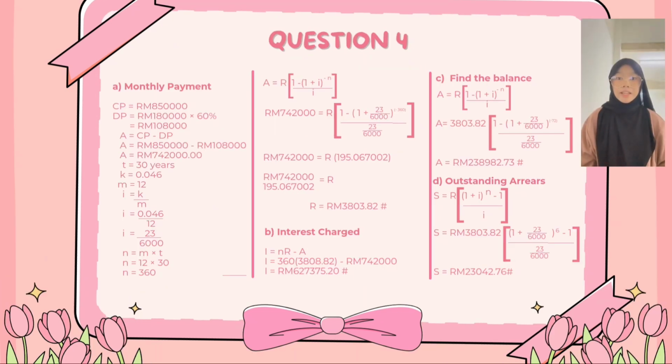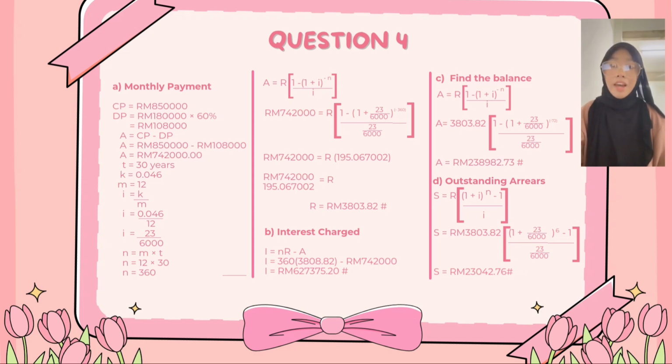Today I'm going to explain question 4. So the information given was, for the cash price, it equals to 850,000. For the down payment, we have 180,000 times 60% equals to 108,000 ringgit. For A, we have to minus CP with DP, so 850,000 minus 108,000 equals to 742,000 ringgit. For the time, we have 30 years. For the K, they gave us 4.6%, so we have to divide it by 100. So the K is 0.046.